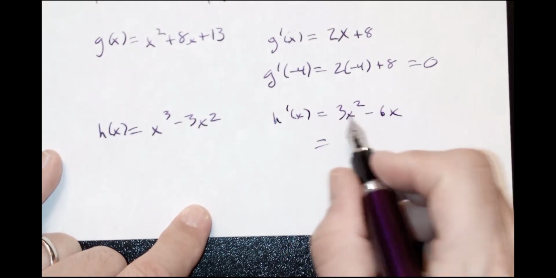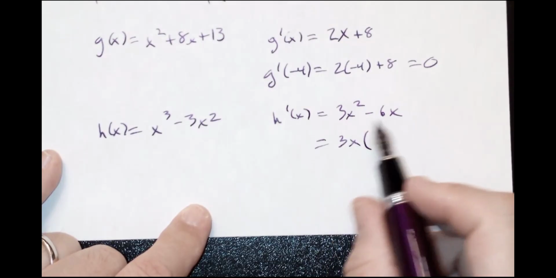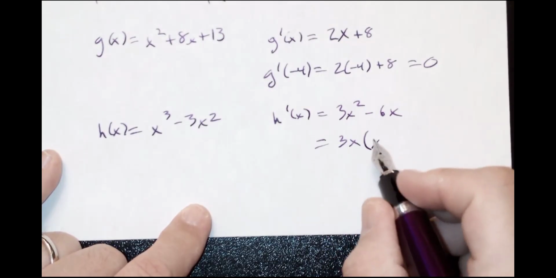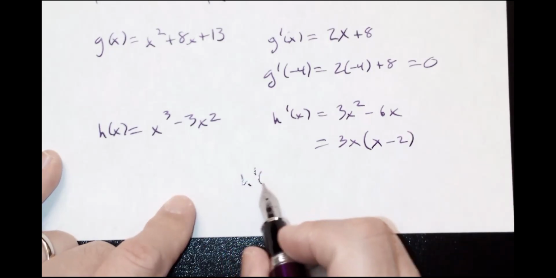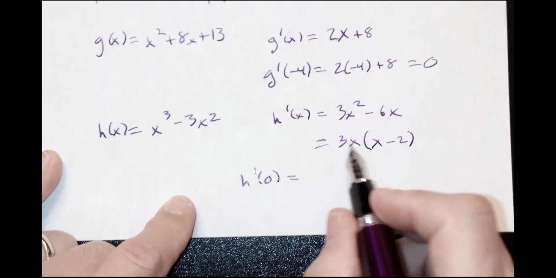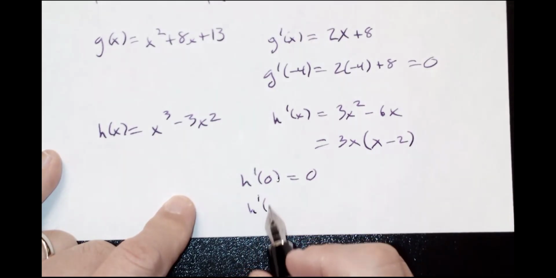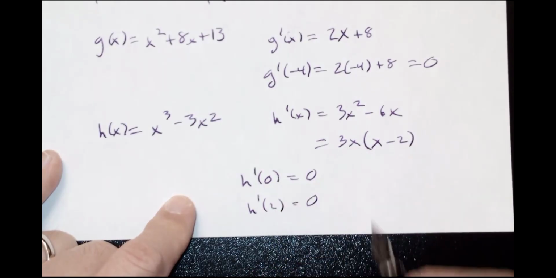And notice I can factor out a 3 and an x there, right? Because both of these numbers have a 3 in them, and both of them have at least one x. And if I do that, I'm left with x minus 2. So when I plug in 0, I'm going to get 3 times 0 times stuff. That's 0. When I plug in 2, I'm going to get 3 times 2 times 0. That's also 0.